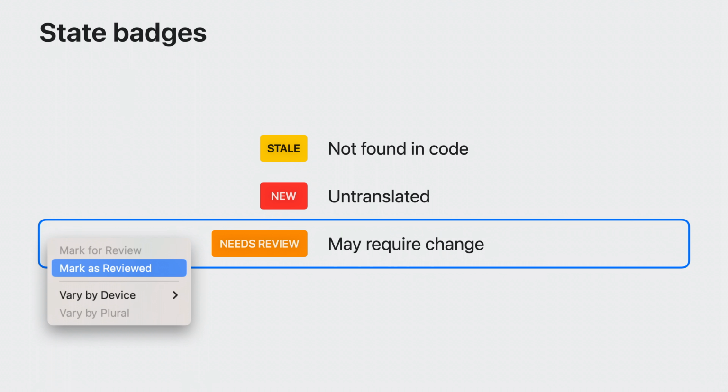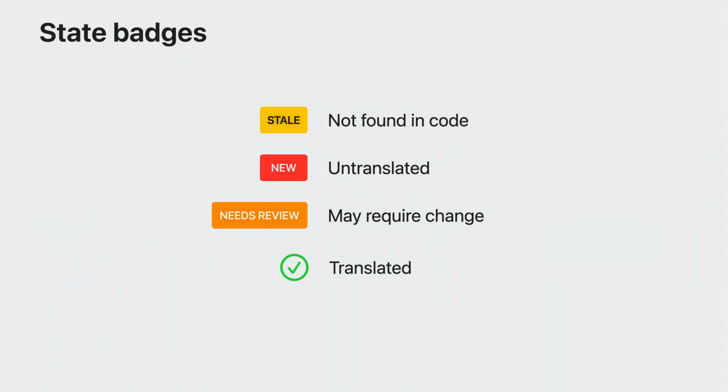You can also use this menu to mark a string for review by the localizer. This might be useful if you receive a bug report about a faulty translation. Finally, strings that have been translated in the selected language will show a green checkmark. This indicates that no further action is needed.